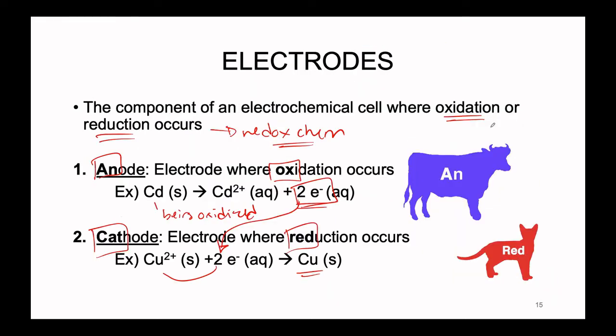All right, so again, an ox, red cat. That's how we can remember which electrode goes along with which half of the redox reaction. The anode is where oxidation occurs, and the cathode is where reduction occurs.